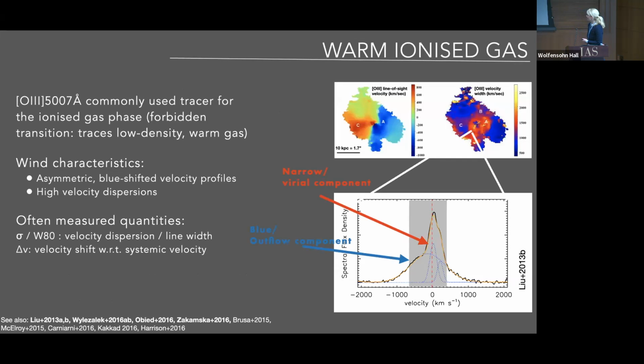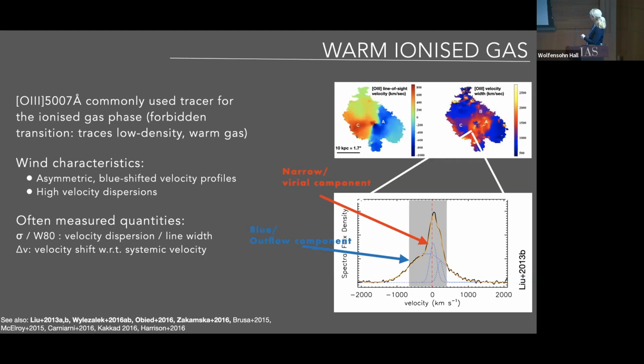So one phase that is often looked at when looking for feedback processes is the warm ionized gas phase. And this is because there is an emission line, the [O III] line at 5007 angstrom, that is bright in the optical and that you can observe quite well, at least for low and intermediate redshift objects from the ground. It is a forbidden line and therefore traces low density warm gas on galaxy-wide scales. So it's a very useful tracer for looking at what the AGN does to the ionized gas phase.